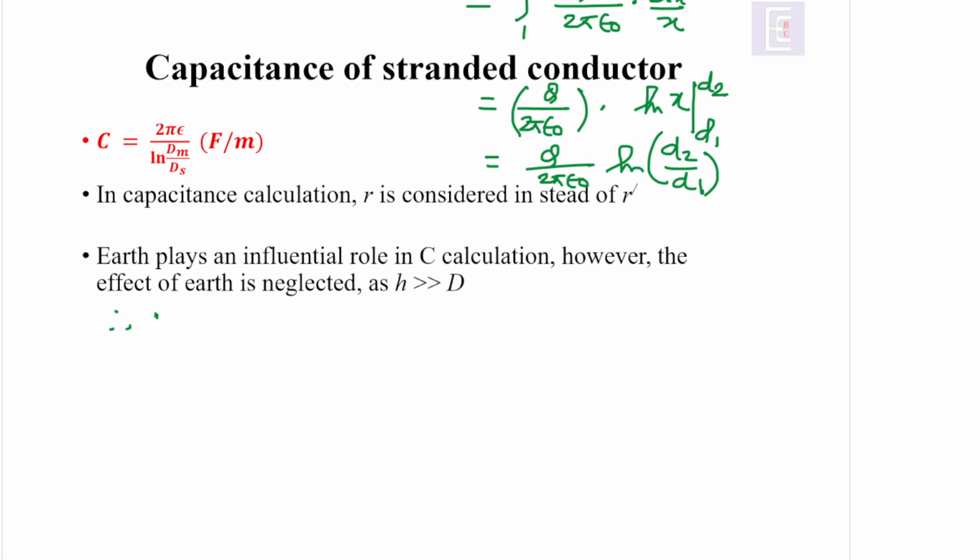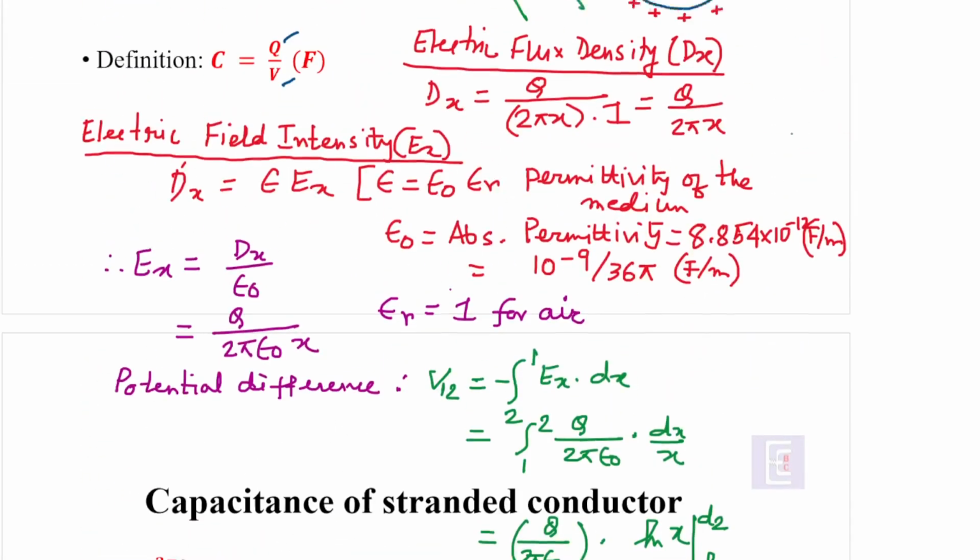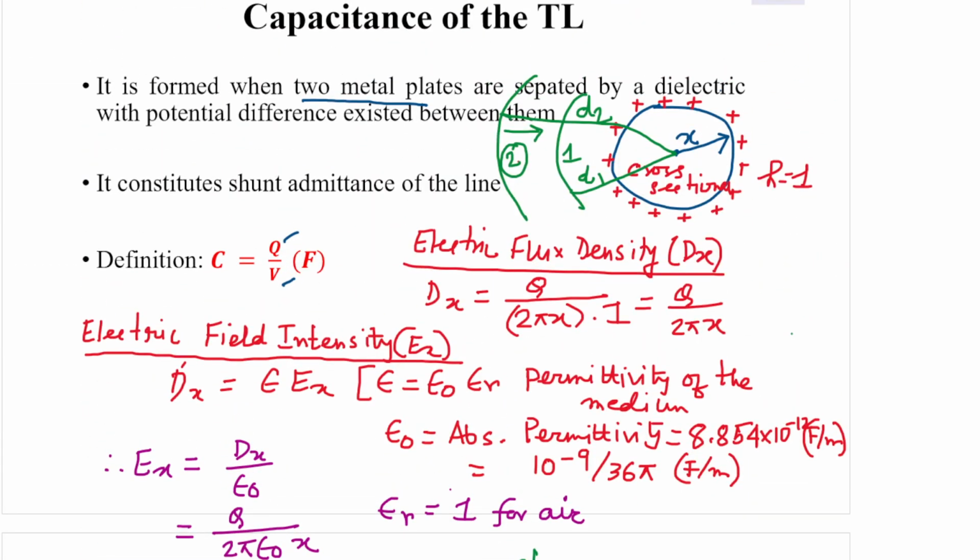As a result we can write capacitance C equal to Q by V, which is equal to 2 pi epsilon 0 by ln d2 by d1. Now we can use an approximation. You see d2 and d1 are any two surfaces outside of the conductor.